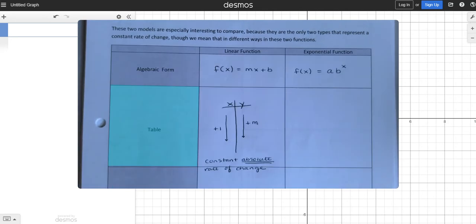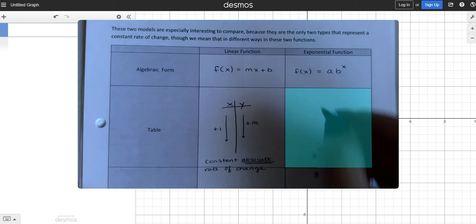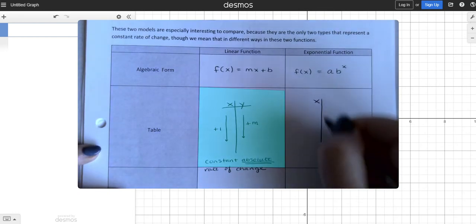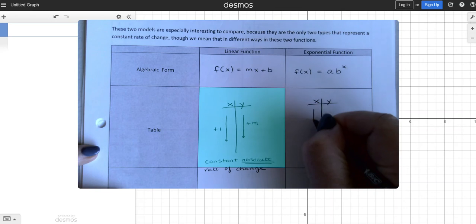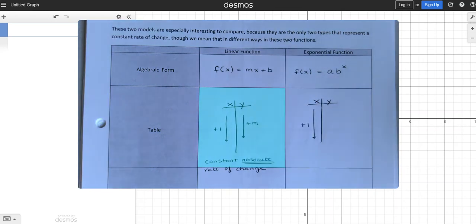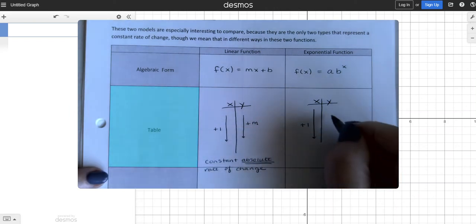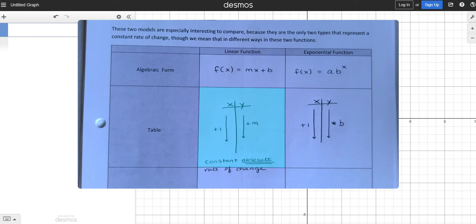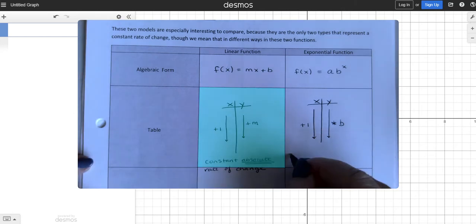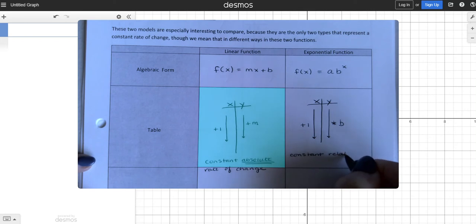By comparison, if I make a table of values for an exponential function and continue to have the x values increase by 1, instead of having the same thing added to the y's, we're going to have everything multiplied by whatever the base is. That constant multiplier results in a constant relative rate of change. We think about that as percent.